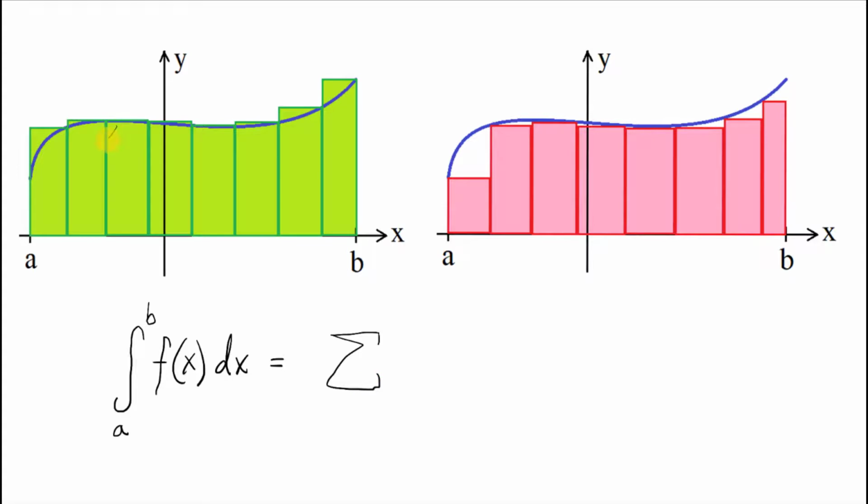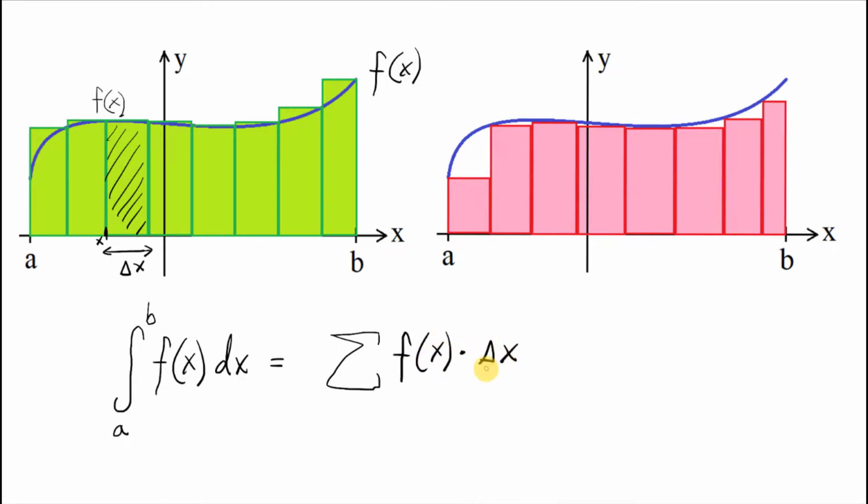And if you take the area of one of these rectangles, then the width of this rectangle is delta x. And if here is x, the height of this one is f of x, since this is the curve f of x. So the area of this rectangle is the height times the width.